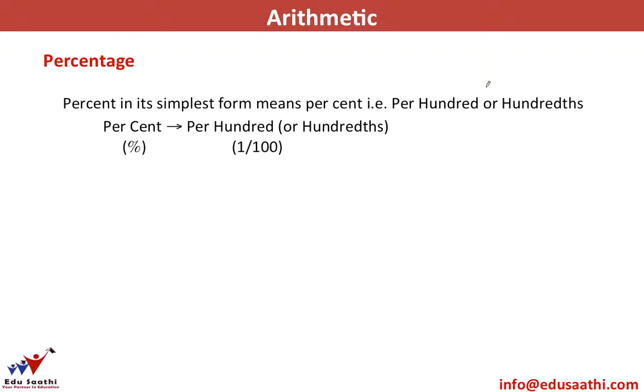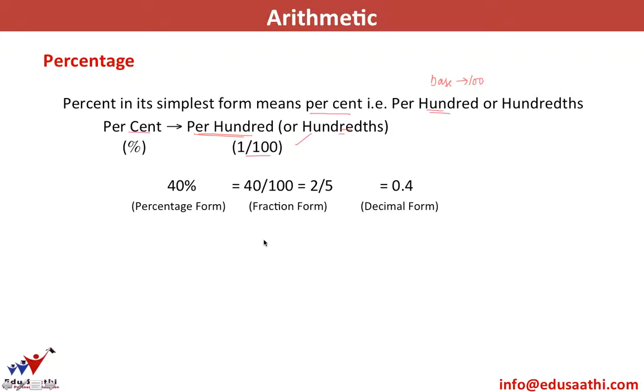Percent in its simplest form means per cent. That means per 100. That means out of 100, what is the value? If I take my base to be 100, what is the value then? So if I look at a 40% thing, 40% means I've got 40 out of 100. So out of 100, it is 40.